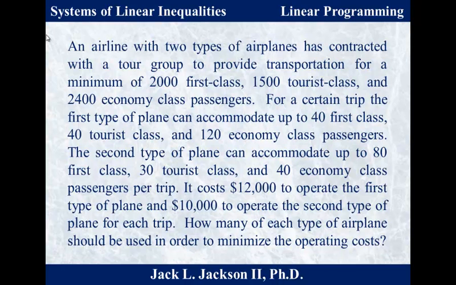Now they can send a plane with some empty seats if they need to, but they want to do this as economically as they can. So they want to try to figure out how many of each type of plane they need to send. Now, the first kind of plane costs $12,000 to fly for the trip, and $10,000 for the second type of plane. So how many of each type of plane do they use to minimize the operating cost?